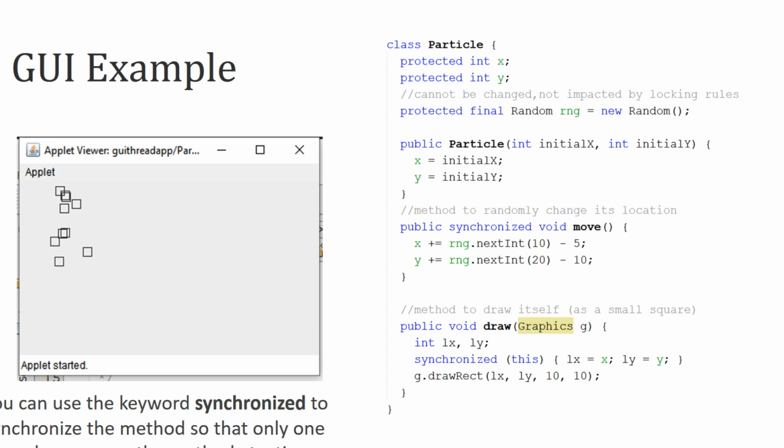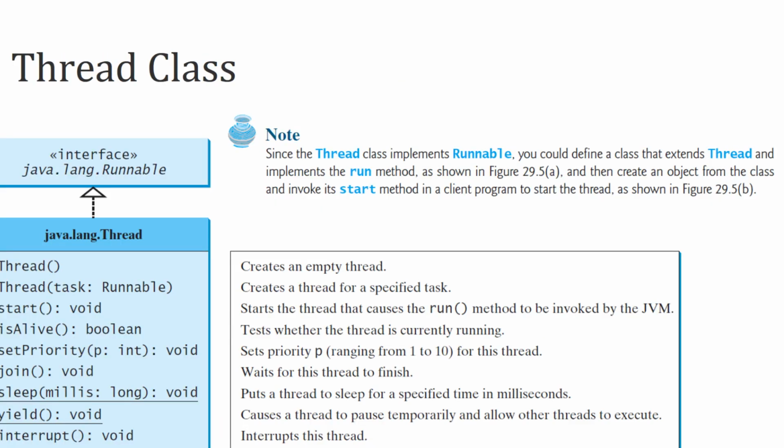Right, okay, so there's a GUI example here. Now the thread class itself has several things. Here you can see these are the thread class methods. It has methods where you can check if the thread is alive, you can set a priority for it, you can join a thread, sleep a thread, yield a thread or interrupt a thread. Since the thread class implements the runnable interface, you could define a class that extends the thread and implements the run method inside there as well. Then create an object from the class to call the start method. This is a little bit vague. You'll see this only when you see a real example.